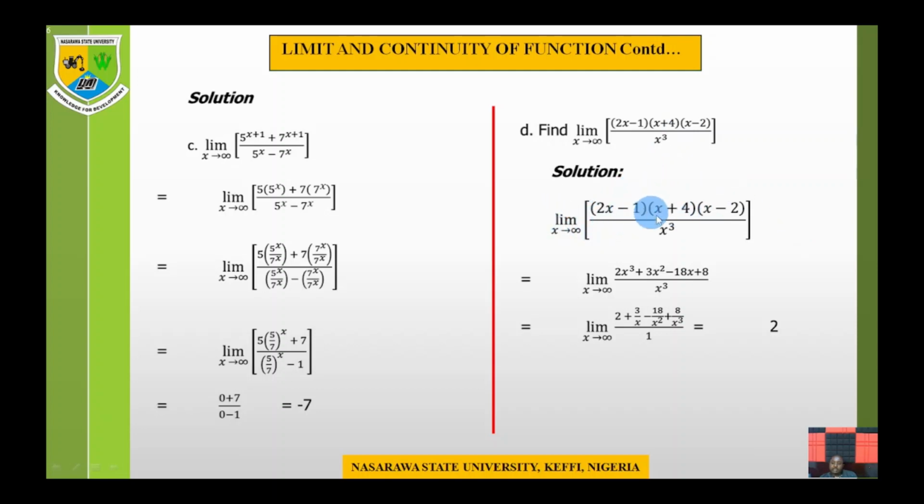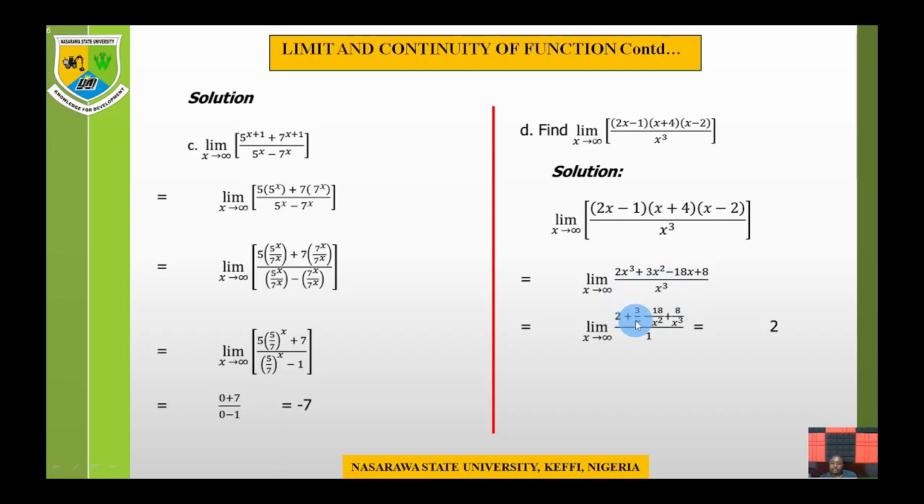So the first thing we are going to do is to expand the three brackets, and that means we are multiplying the first bracket by the second one and also the third one. By the time you do that, you are going to have the numerator as 2x raised to the power of 3 plus 3x squared minus 18x plus 8 all over x raised to the power of 3. So when you take the limit as x approaches infinity, before you do that, you are going to divide both the numerator and the denominator by x raised to the power of 3.